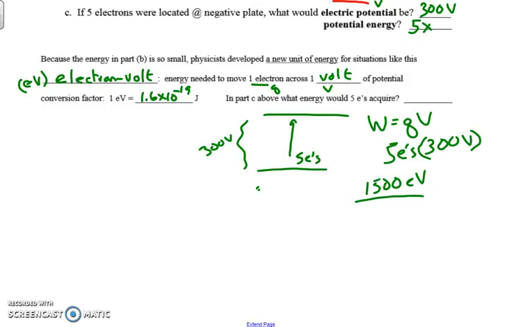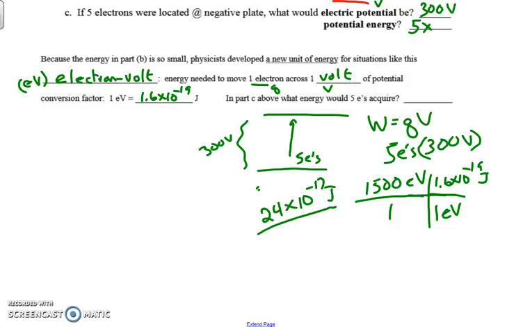Boom. And if I ask you to calculate how many joules that is, then I would use my conversion factor. I would make a little table. I see I have 1 electron volt equals 1.6 times 10 to the negative 19. So I'm going to put 1 electron volt on the bottom, 1.6 times 10 to the negative 19th on the top, multiply them, and I will get 24 times 10 to the negative 17 joules, or 2.4 times 10 to the negative 16th. So it's a convenient way of doing energies when you have small charges.